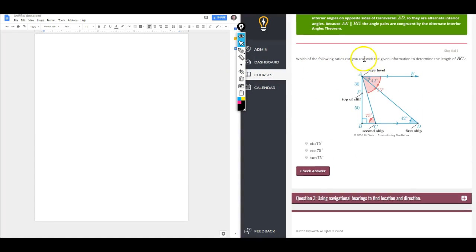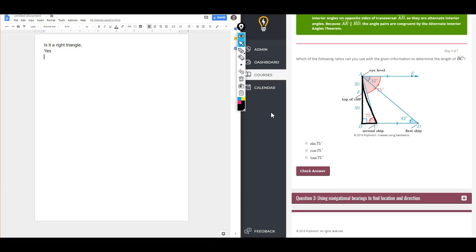Which of the following ratios can you use with the given information to determine the length of BC? So if we notice, the length of BC is right here within this triangle. So I'm going to ask myself, in this triangle, is it a right triangle? And as you can tell from angle B, it is. So then I'm going to ask myself, okay, BC, is it an angle or is it a side length? BC is a side length.